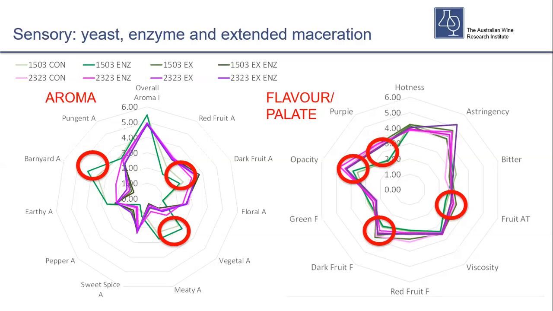Similarly, for effects on the flavour and palate, things like fruit aftertaste were increased by extended maceration, but also by using the 2323 yeast strain, as were dark fruit flavour, opacity, and purple colour, which are important wine attributes. So even though we saw strong differences in terms of tannin and colour introduced by extended maceration, they weren't significant when one looked at the sensory attributes. So really, simply by choosing a yeast strain, one could avoid that extra time in tank and actually achieve the same beneficial effects on wine sensory properties. In this case, we saw no effect on astringency, really just due to the variability across the treatments.